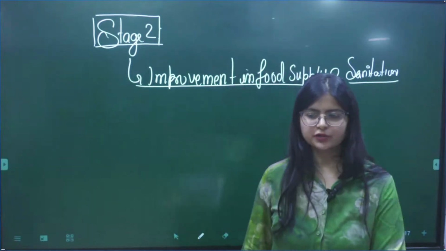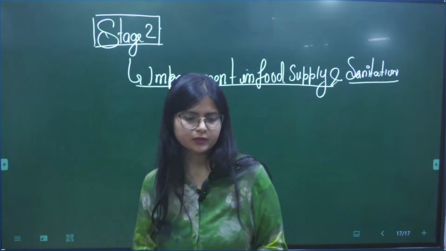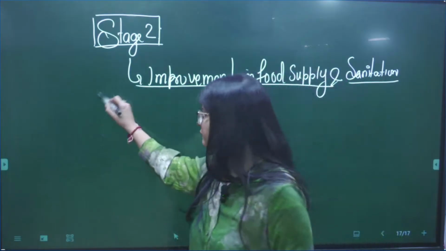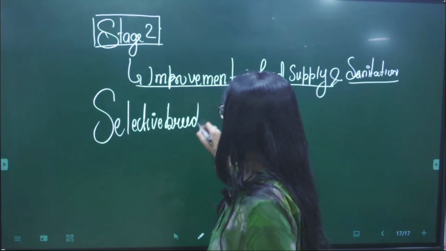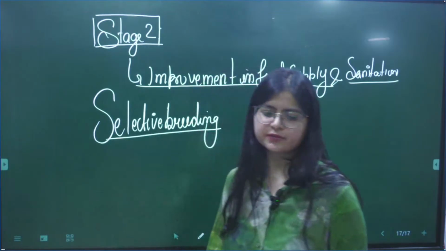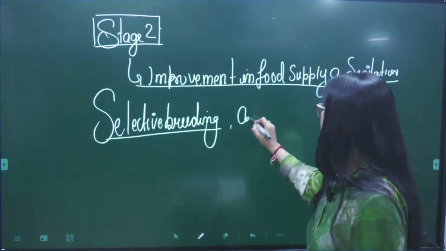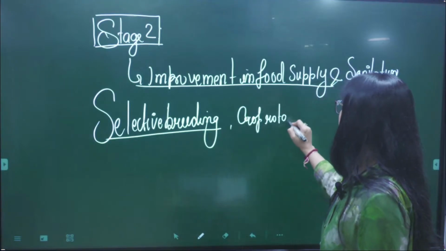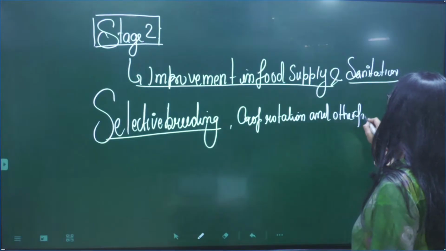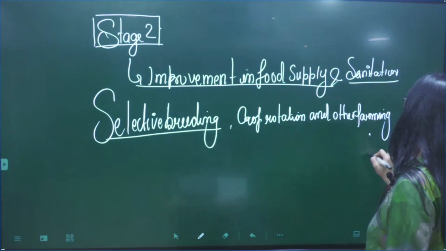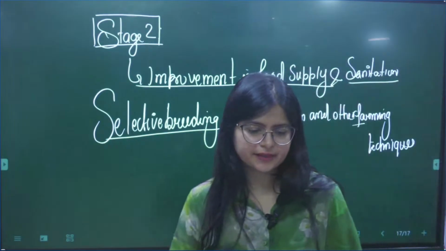Next point, a continuation of this. The improvements specific to food supply include selective breeding, crop rotation, and other farming techniques.